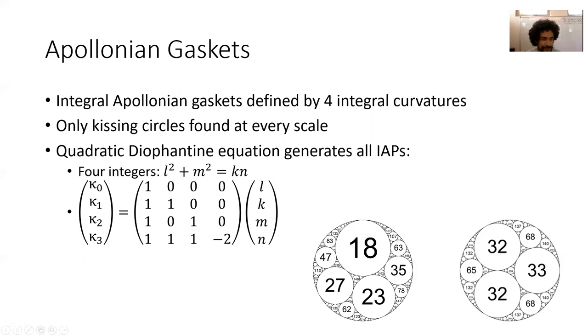These are just a couple examples of these IAGs. There's also another change of variables that you can do between the curvatures K0, K1, K2, and K3. You can talk about these variables L, K, M, N. They're related by a simple matrix transformation. If we go into this basis, we can actually use this quadratic Diophantine equation to generate these IAGs. If we have integer values of L, M, K, and N, and they solve this equation, then we know we can transform these into curvature values associated with some integral Apollonian gasket.